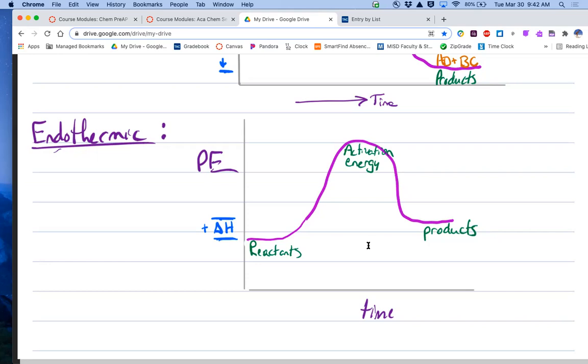Not bad. What is it talking about when it talks about potential energy? It talks about literally the energy that's stored in those bonds, trapped in those bonds.